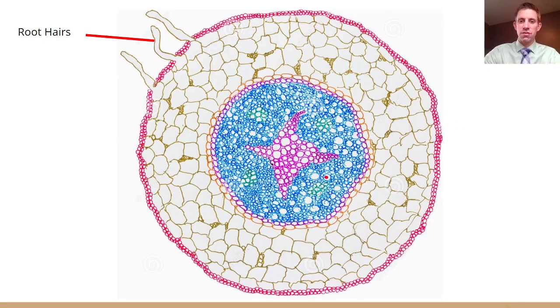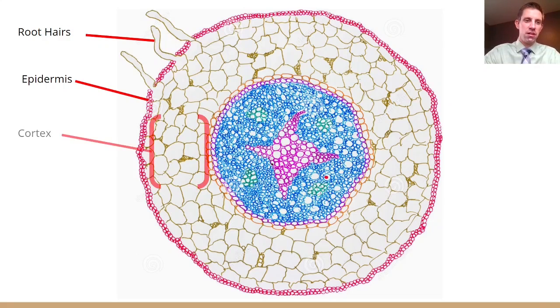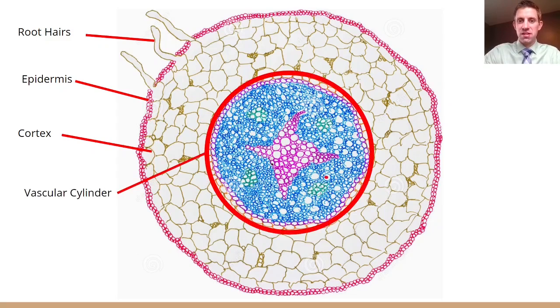Here's a cross-section of a root. This is a dicot root, but you can see some of those root hairs over here, these structures that stick on the outside. There's just a few of them shown in this image here. The epidermis is that outer layer of cells, that protective layer of cells. The cortex then is everything inside of the epidermis, but then outside of the endodermis. The vascular cylinder is the entire inside of this root and contains the endodermis, the xylem, and phloem.